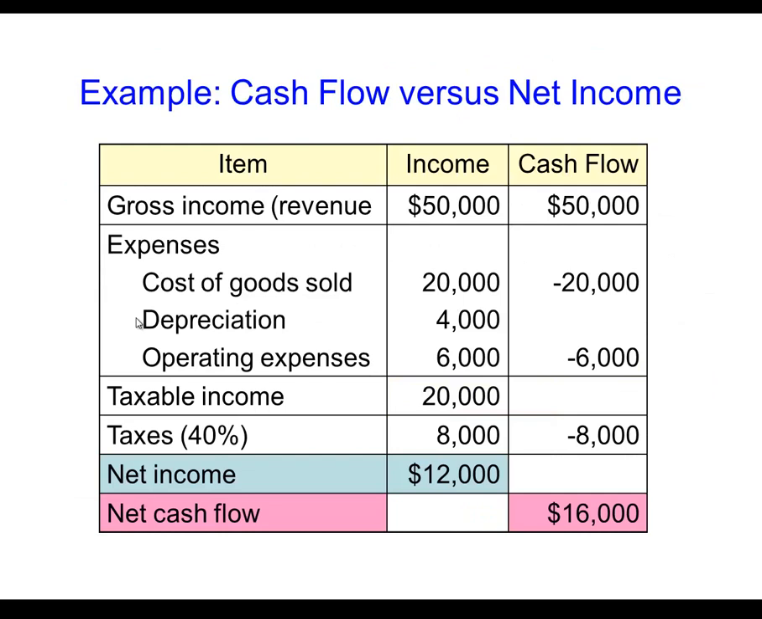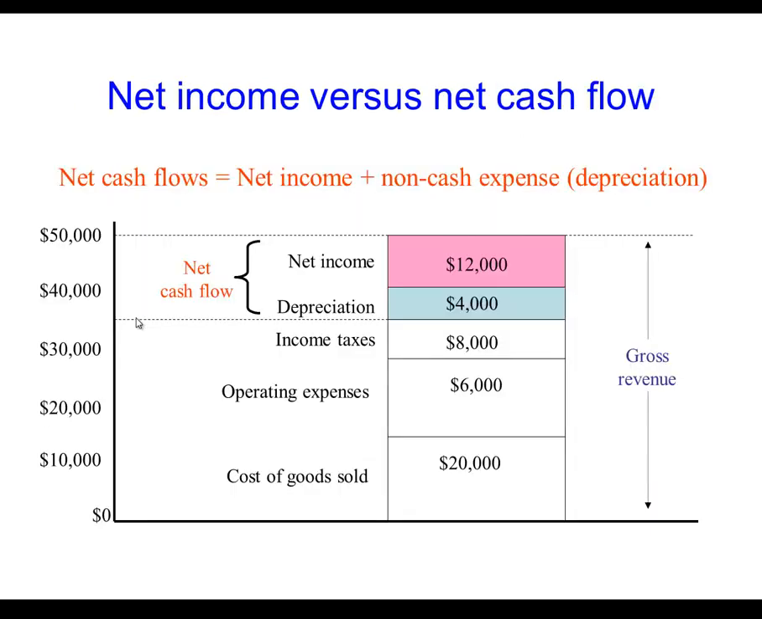Going back to the example before and comparing the cash flows, you can see that depreciation is not considered in the cash flows, and that makes the difference between the net income and the net cash flow. So if you look at the figure here, it will explain that the net cash flow actually is equal to net income plus the depreciation, and that's where we got the 16,000 from.